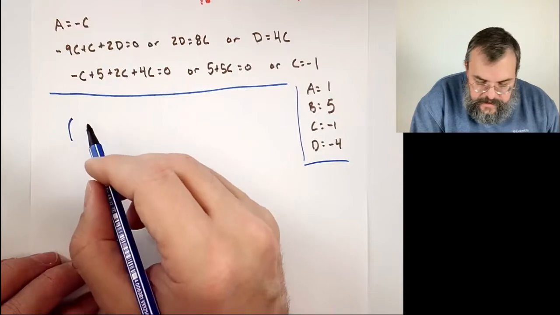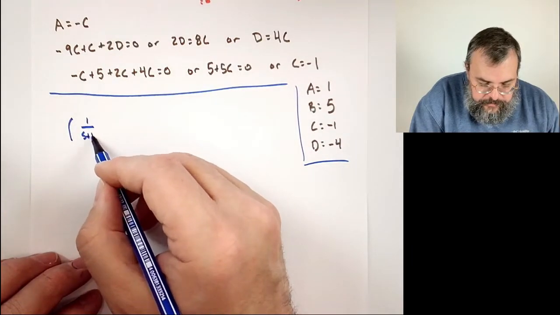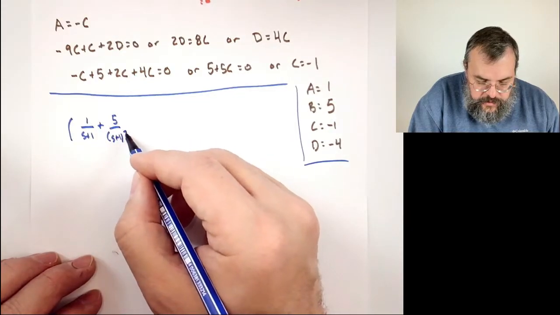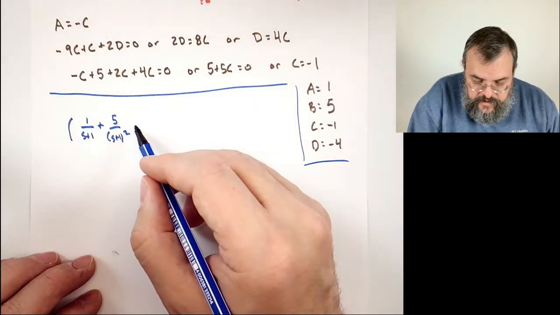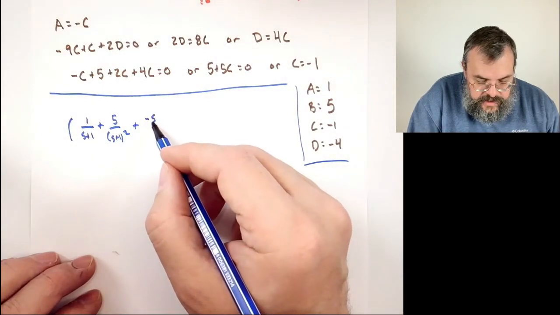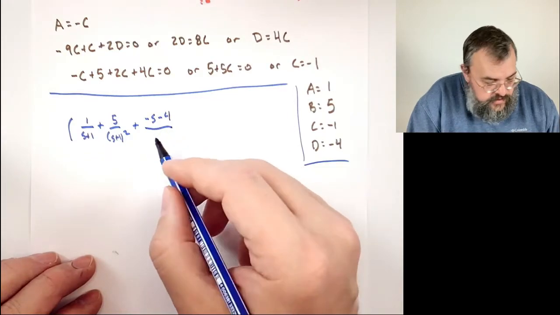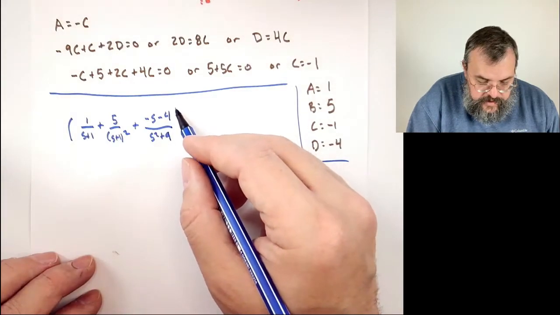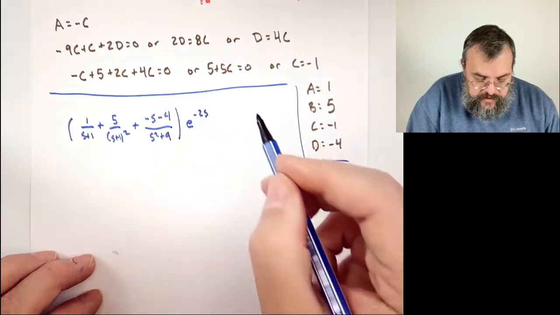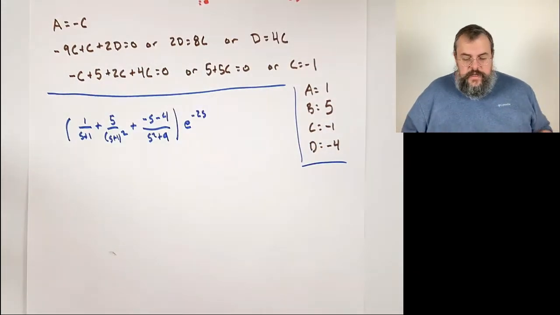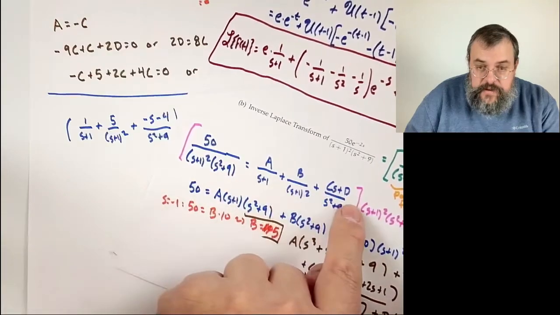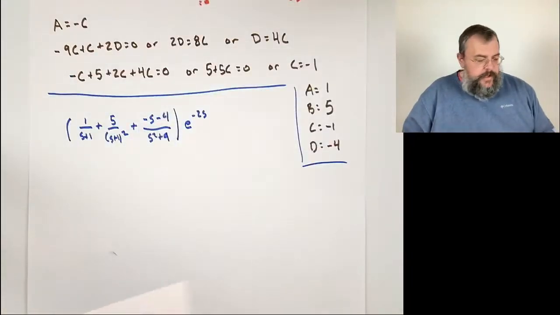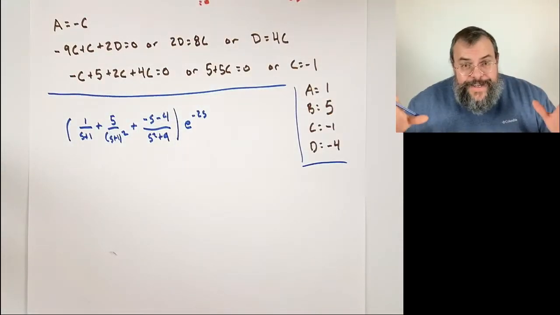So we have A over s plus 1, plus B over (s plus 1) quantity squared, plus C times s plus D over s squared plus 9, and all of this multiplied by e to the minus 2s. Okay, so again, I'm plugging in A, B, C, D into this expression, and there's that e to the minus 2s involved. Okay, are we done?